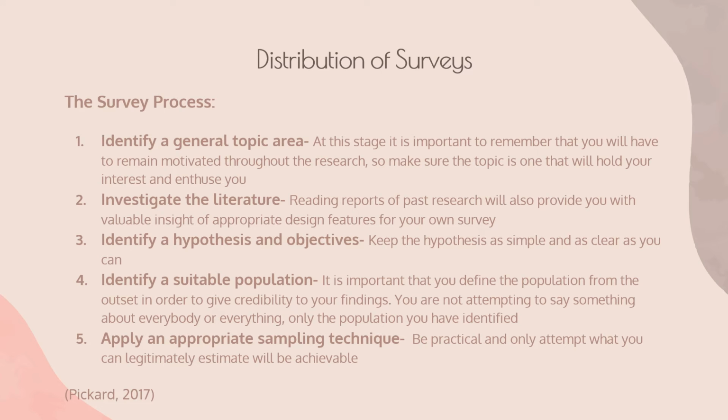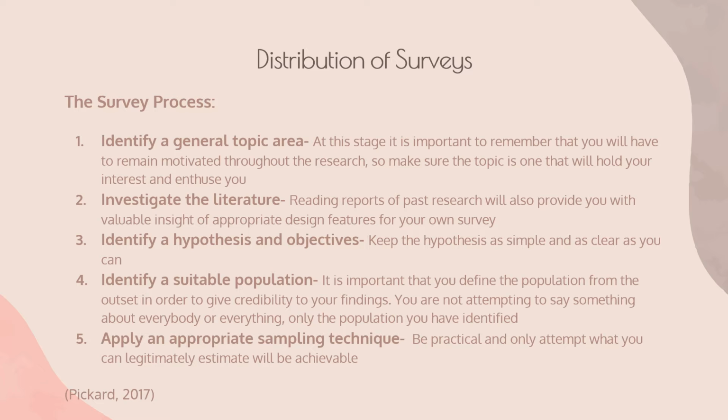When looking at the distribution of surveys, it's important to look at the whole survey process. This is broken down into 10 individual steps. The first step is identifying a general topic area. At this stage, it's important to remember that you will have to remain motivated throughout your research, so always make sure that the topic is one that will hold your interest and enthuse you. Step 2 is investigating the literature. Reading reports of past research will also provide you with valuable insight of appropriate design features for your own survey. Step 3 is identifying a hypothesis and objectives. Always make sure to keep the hypothesis as simple and as clear as you can.